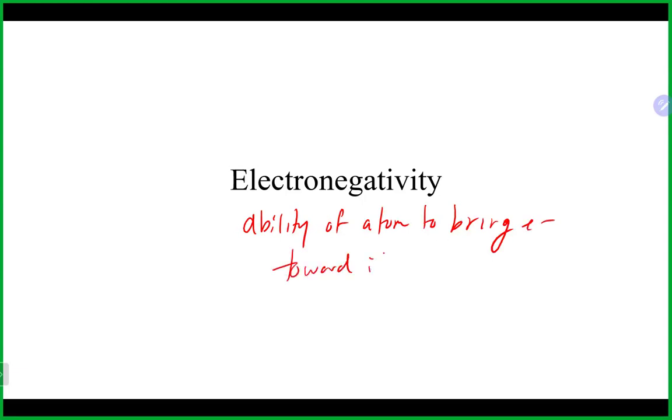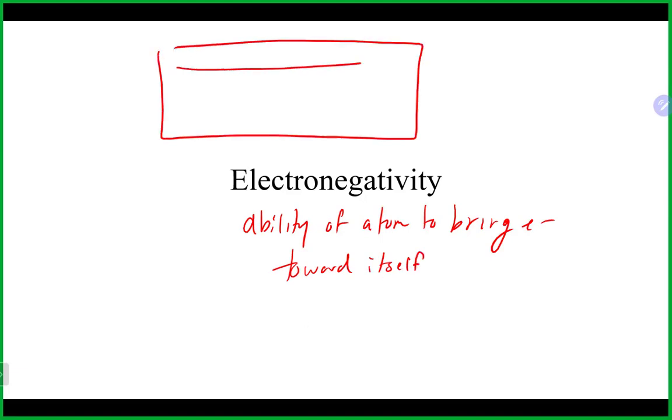Before we do that, we're going to talk about a really important periodic trend a little bit more than we did when we were talking about periodic trends, and that is electronegativity. As we talked about, electronegativity is the ability of an atom to bring electrons towards itself. And remember that on the periodic table, electronegativity increases this way and decreases this way, with fluorine being the most electronegative element you could have.